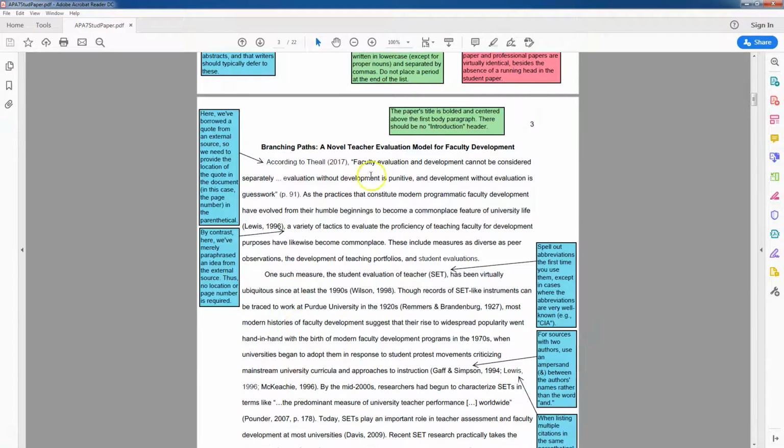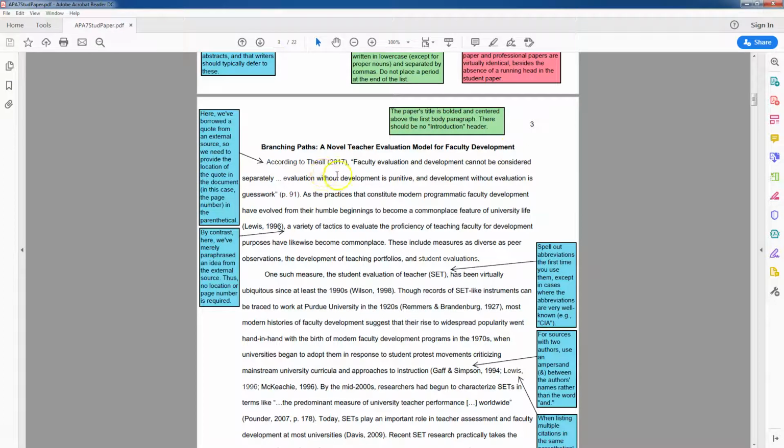Okay, so this is something that's a little bit different. Here, the paper's title is bolded and centered over the first body paragraph. There should be no Introduction in the header. Too often we see people who use Introduction as their first header, but this specifically shows that there should not be the word Introduction. You've only got the title of your paper here.